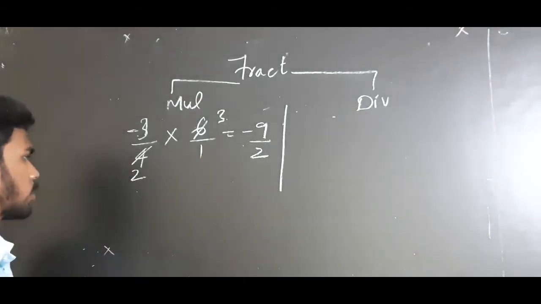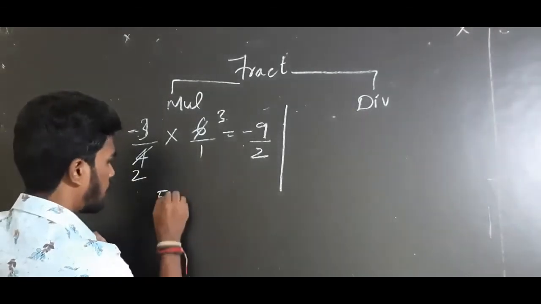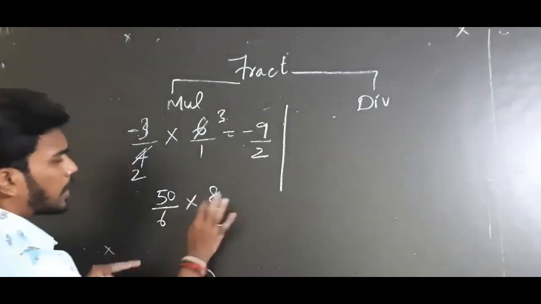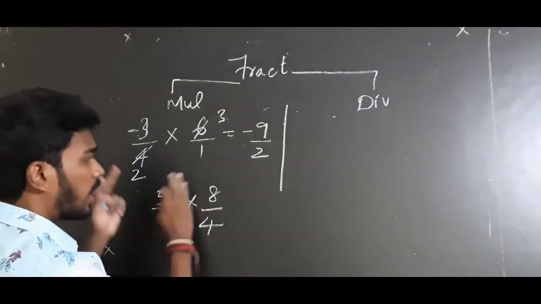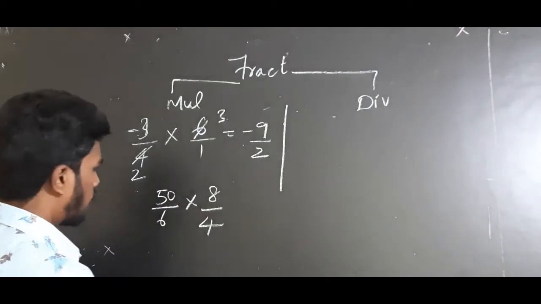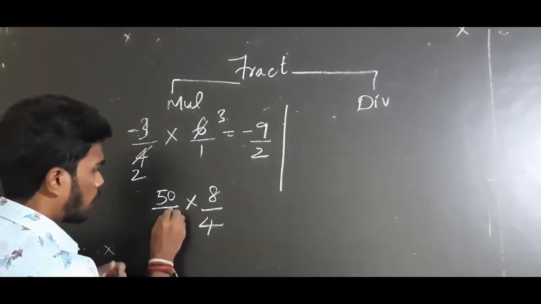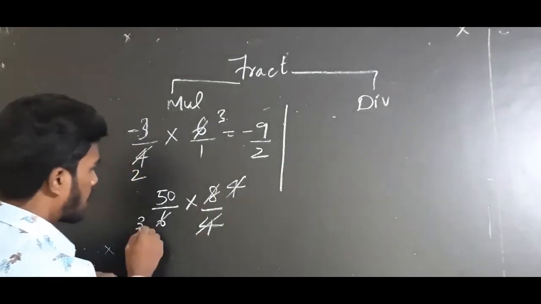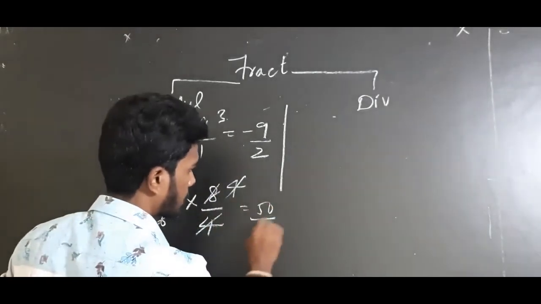Okay, still I can solve one more sum. Like imagine 50 divided by 6 into 8 divided by 4. Simply, you don't have to multiply, you can do simplifications in fractions. For an example, if I take the 2 table, 2 3s are 6, 2 4s are 8, 4 gets cancelled, then I get 50 by 3.